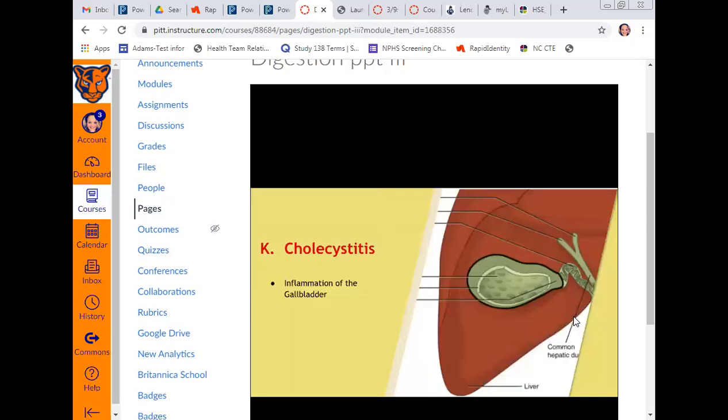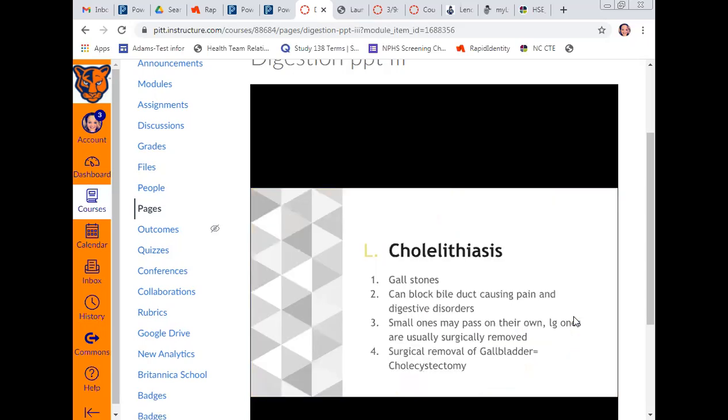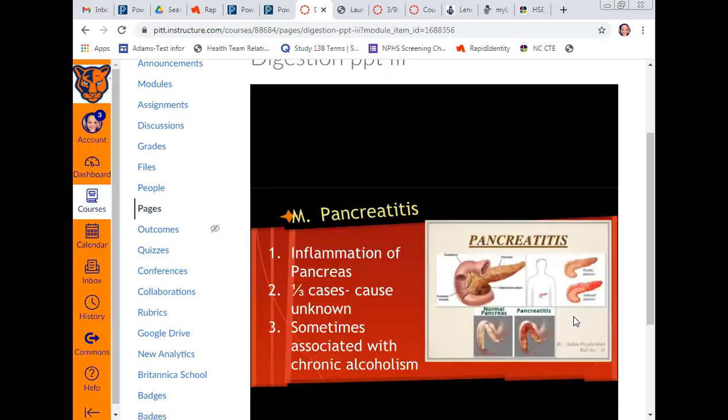Cholecystitis is inflammation of the gallbladder, stomach pain here, nausea, vomiting. We're going to take it out. Cholecystitis is gallstones, which are little stones of bile that build up within the gallbladder, and they can block the duct, which would be another reason we would need to take it out.